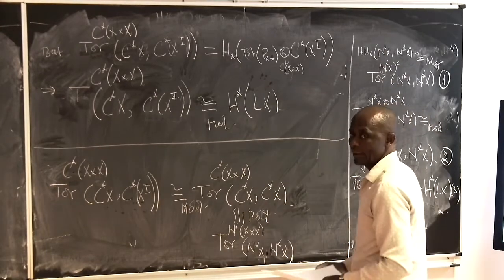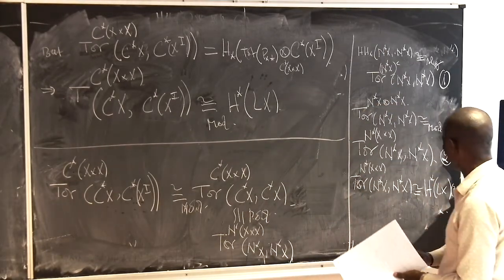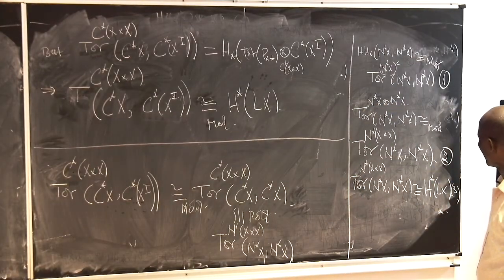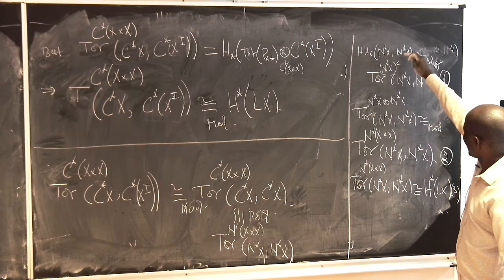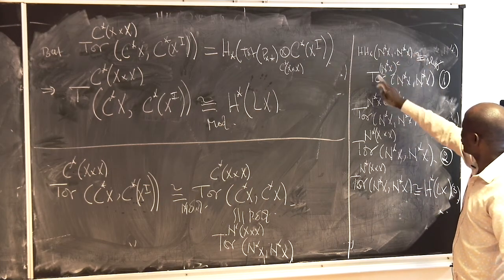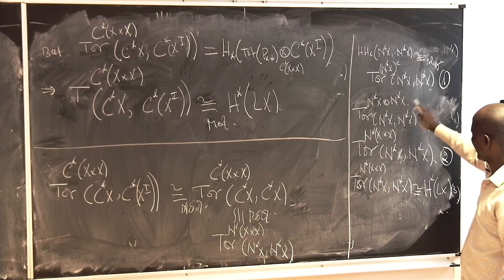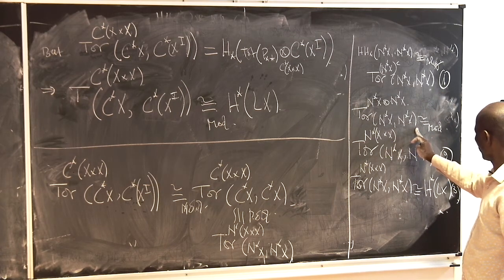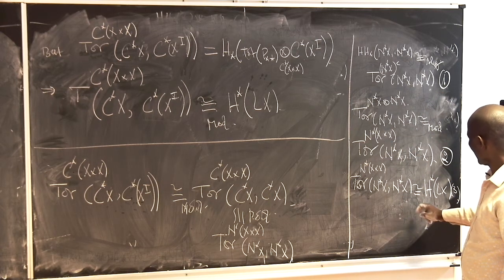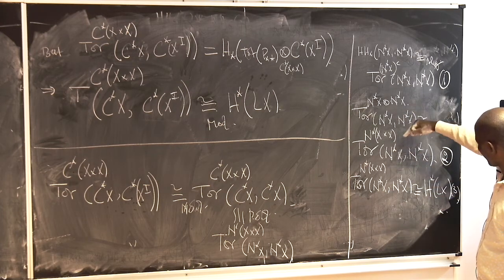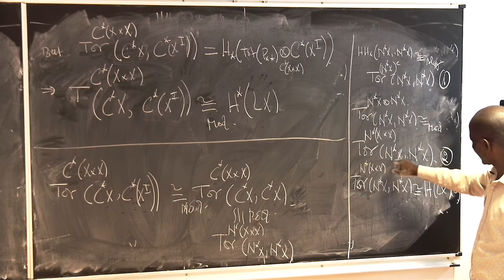This is the third relation. Now that we have the relation between the Hochschild homology and the tau here, this relation, the second relation, and this one, remark that in this relation, this term is exactly this one.